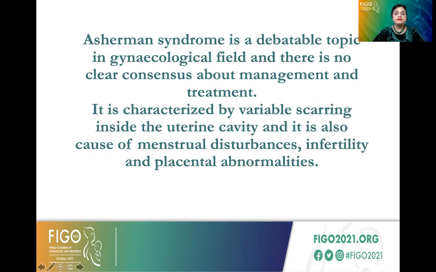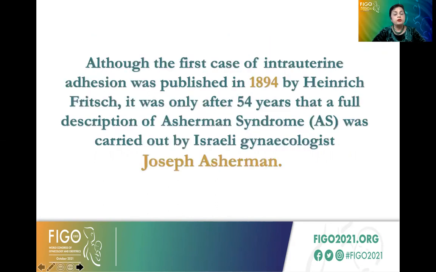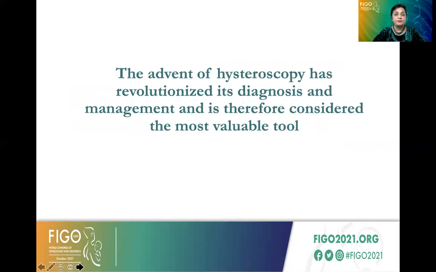Asherman syndrome is a debatable topic, and in the gynecological field, there is no clear consensus about the management and treatment. It is characterized by variable scarring inside the cavity, and it is also the cause of menstrual disturbance, infertility, or placental abnormalities. Although the first case was published way back in 1894, it is only after 54 years that a full description of it was carried out by Israeli gynecologist Joseph Asherman.